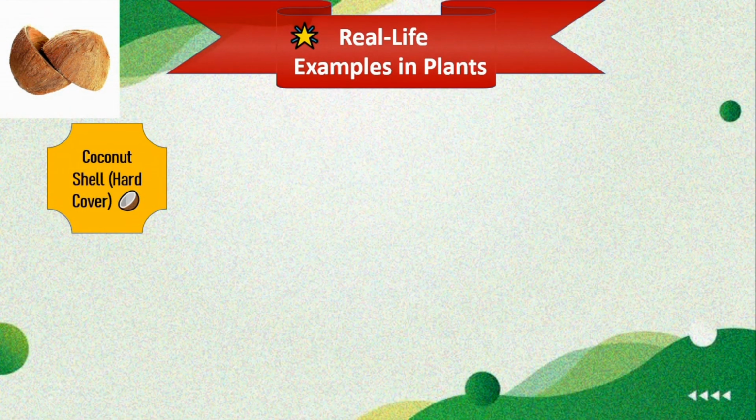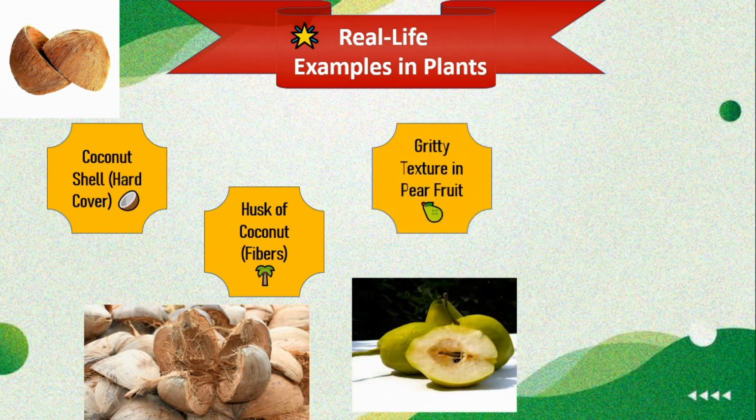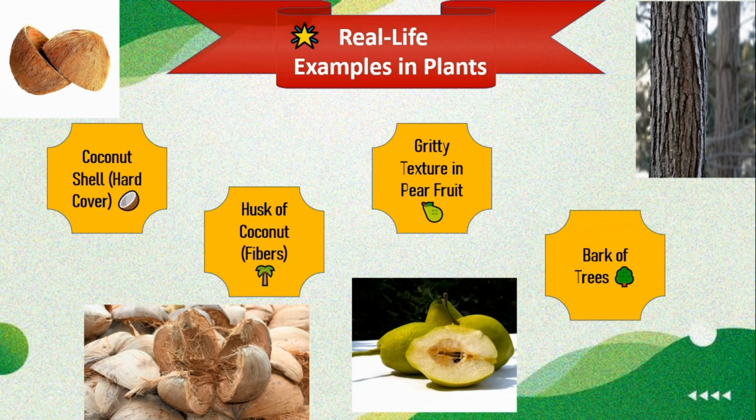We will see some real life examples, like the coconut shell, right? The hard shell of the coconut is made of sclerenchyma that protects the soft seed present inside. Then the rough fibers on the outside of the coconut are sclerenchyma fibers that make them strong and tough. Now when you eat a pear and feel that gritty texture, that's the tiny groups of sclerenchyma cells present inside the fruit. Then the hard outer bark of many trees has sclerenchyma that gives protection and rigidity to the plant.